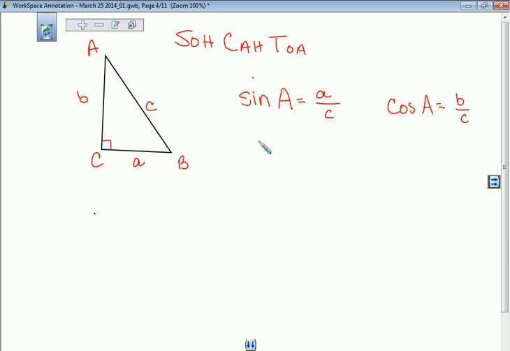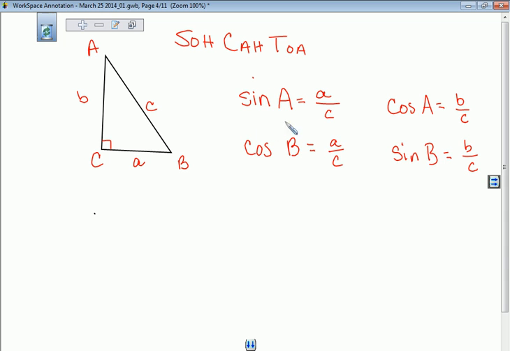Okay, let's stick with cosine for a second. What is cosine of angle B? That ratio would be a over c, wouldn't it? And now we did cosine of B, so now let's do sine of B. What would sine of B be? b over c.